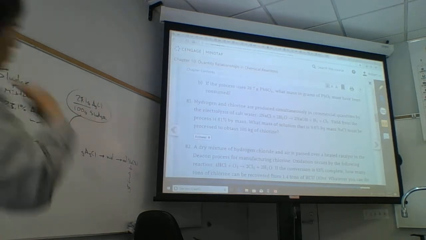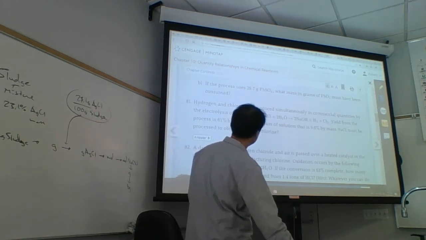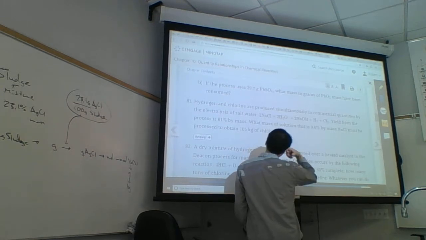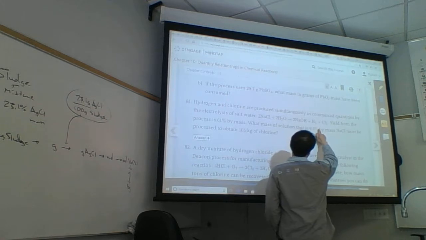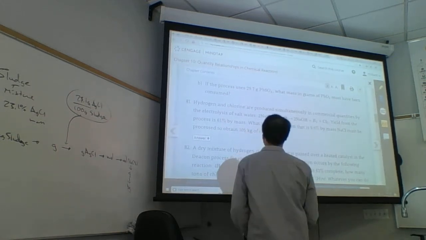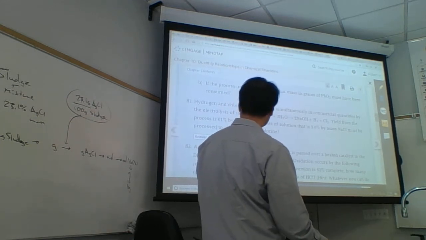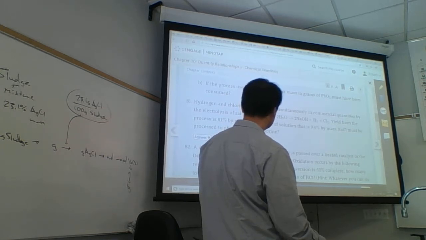81. Hydrogen and chlorine are produced simultaneously in commercial quantities by the electrolysis of salt water. So if we take salt water and we pass an electric current through it, we can produce hydrogen and chlorine, sodium hydroxide too. Yield from the process 61% by mass. What mass of solution that is 9.6% by mass sodium chloride must be processed to obtain 105 kilograms of chlorine?